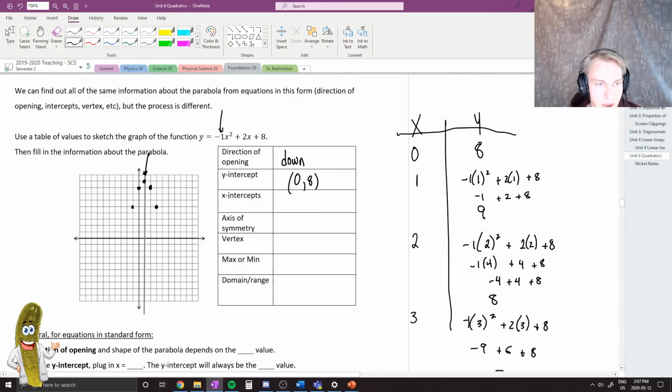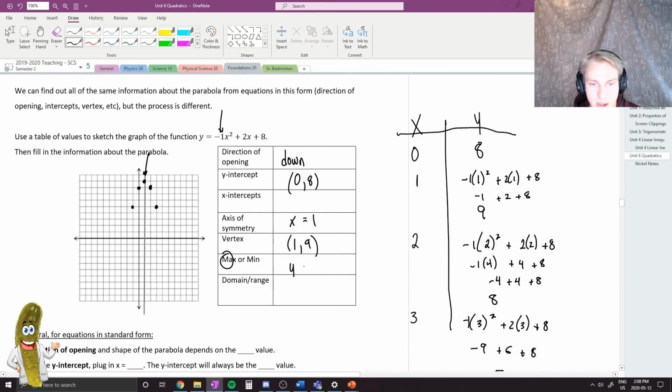And so what we know now is we know where the vertex is. We know that it is when x is equal to 1. And so we can say that the axis of symmetry is x is equal to 1. We can say that the vertex of this actual graph would be this point up here that I just put a circle around. And that point was when x is equal to 1 and y was equal to 9. So 1 comma 9.